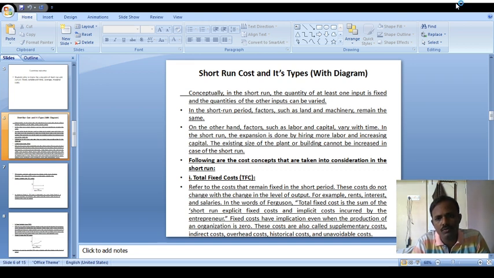In the words of Ferguson, total fixed cost is the sum of short-run explicit fixed costs and implicit costs incurred by the entrepreneur. Fixed costs when production is zero are not zero. These costs are called supplementary cost, indirect cost, overhead cost, historical cost, unavoidable cost.